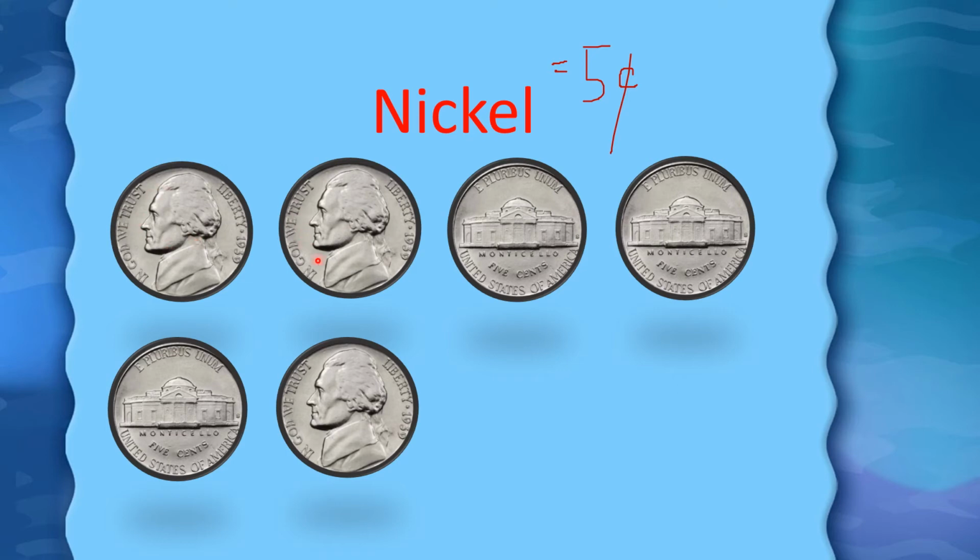5, 10, 15, 20, 25, and 30. So this means that we have 30 cents. So let's write down 30 cents. So that means that we have 30 cents in total.